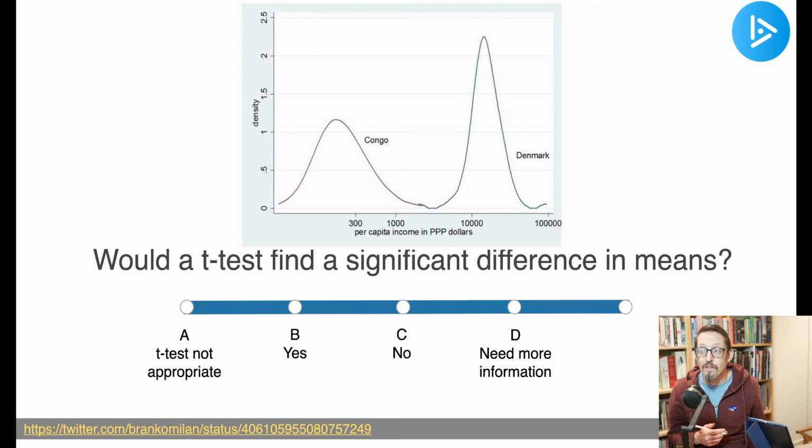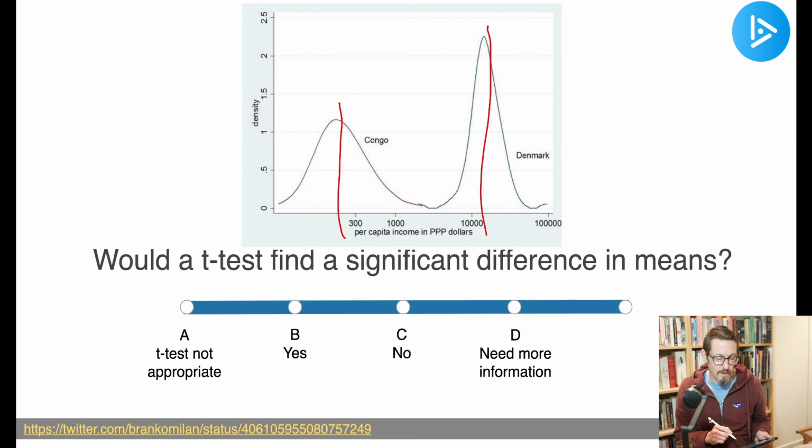Well, there's kind of two answers here. So these are very, very well separated. And therefore, in one sense, the answer would be yes. They would find a difference in means. But they're so well separated, right? They hardly overlap at all. So it's pretty clear that there's a difference there.